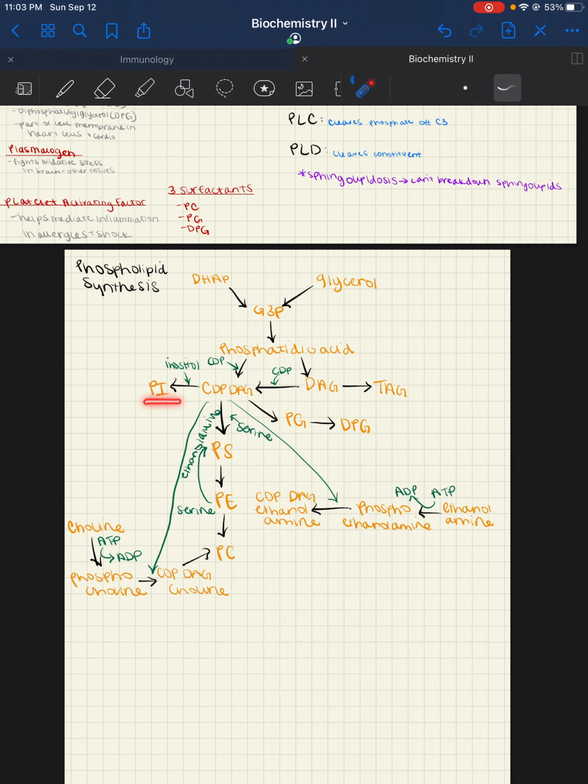If you add inositol to CDP DAG, you get phosphatidylinositol. You can also turn CDP DAG into phosphatidylglycerol, and then phosphatidylglycerol turns into diphosphatidylglycerol. CDP DAG, if you add serine, it'll turn into phosphatidylserine. So that's why I say 1 sec, because it kind of goes in that order. Phosphatidylserine can turn into ethanolamine by switching serine for ethanolamine. You can also go backwards and remove serine and put ethanolamine.